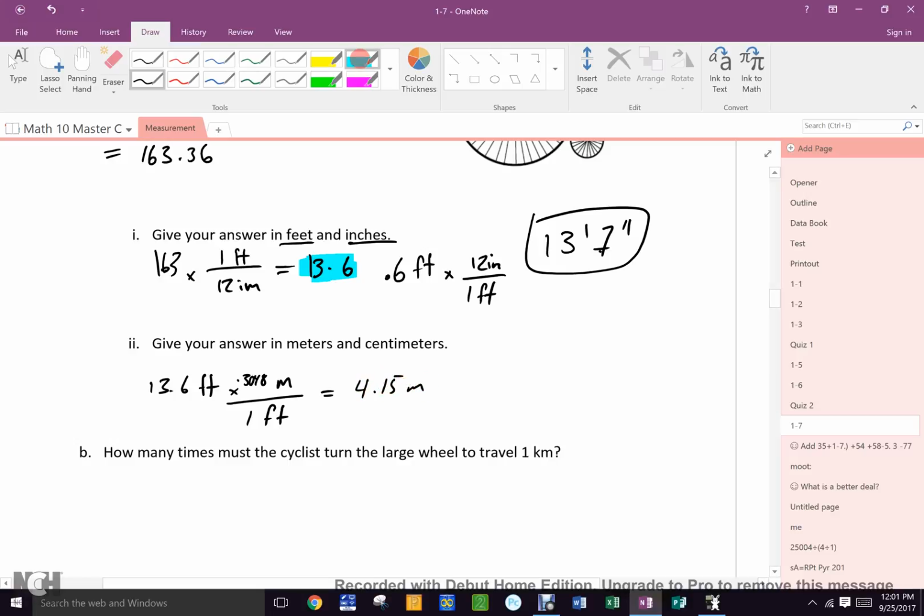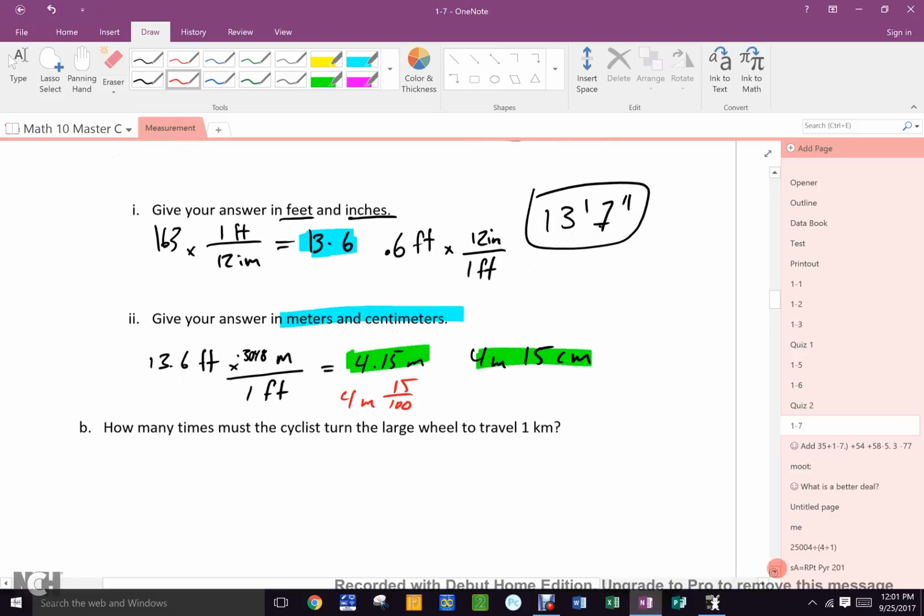So that got me 4.15 meters. Is that meters and centimeters? No, not quite. It is 4 meters, 15 centimeters. Does everybody understand? Do you all understand why these are the same distance but different measurements? 4.15 meters, that's really 4 meters and 15 hundredths of the next meter. 1 centimeter is 1 hundredth, so that's why it is 4 meters and 15 centimeters. Is everyone cool? Excellent.